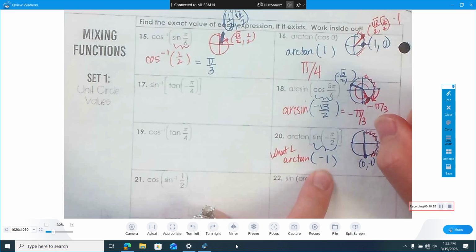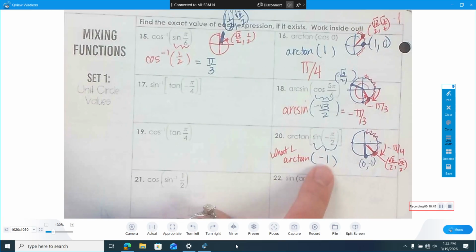All right, so again, right here, 7 pi over 4 goes all the way around. Can we do that? No, we can't. But negative pi over 4 gets us to our ordered pair, which was root 2 over 2 and negative root 2 over 2. That gives us that negative 1 ratio when we do the y over x per tangent.